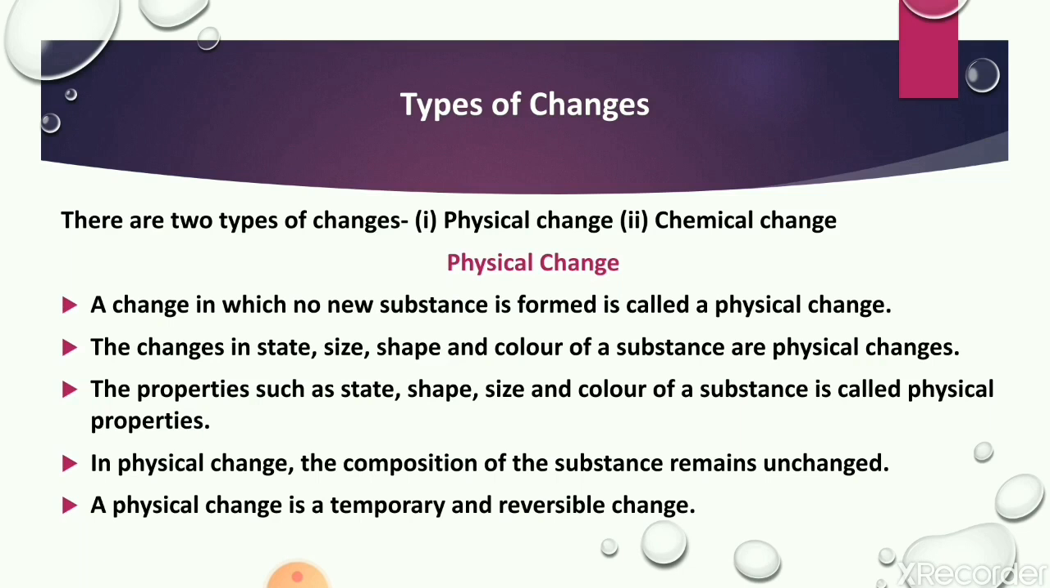So when change takes place in these physical properties of a substance, then no new substance will form, and such a type of change will be called physical change. So physical change is the change in which no new substance forms. There will be only change in the physical properties such as shape, size, color, state, etc. One more thing, in physical changes, the chemical composition of a substance always remains unchanged. One more very important thing, physical change is a temporary and reversible change.